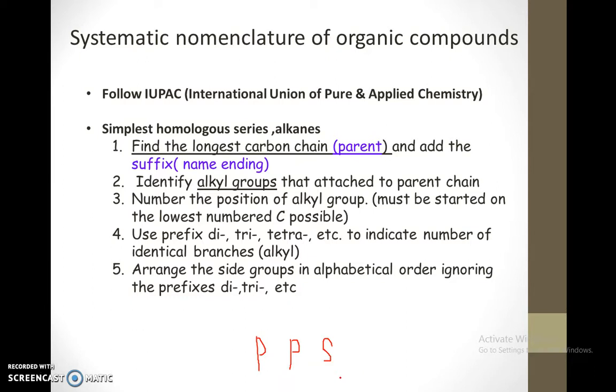Take a look at the simplest homologous series, that is alkanes. These are the steps that you need to know. The first step is to find the longest carbon chain, that is the parent, and add the suffix, the name ending or the functional group. Next, identify the alkyl groups that attach to the parent chain. Next, number the position of the alkyl group, and it must start from the lowest number carbon possible.